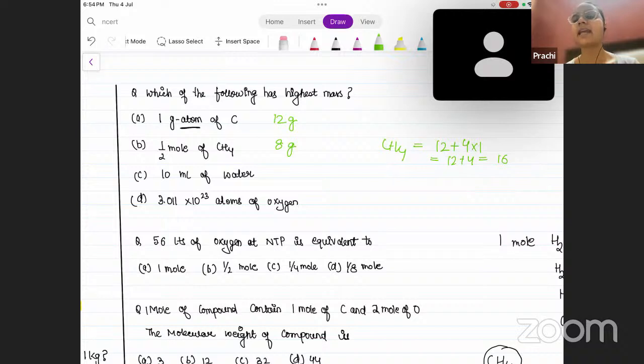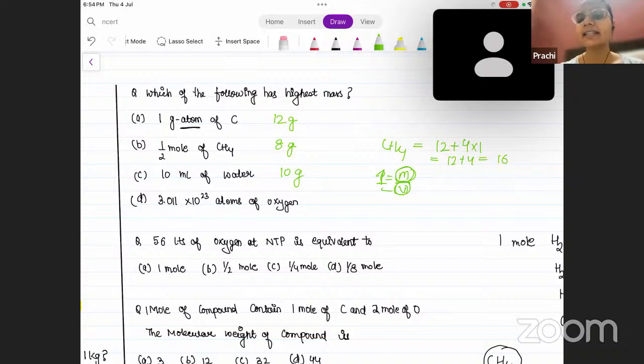Now here it says 10 ml of water, correct? Here volume is given, right? 10 ml of water, and as you know the density of water is 1. So here the volume and mass would be the same. How can I write it? I can write it as 10 grams. You can do this for water because the density is 1. As you know, density is equal to mass upon volume. Whatever volume we have, it will be the same as the mass because the value of density is 1. So for water, we will have 10 grams.